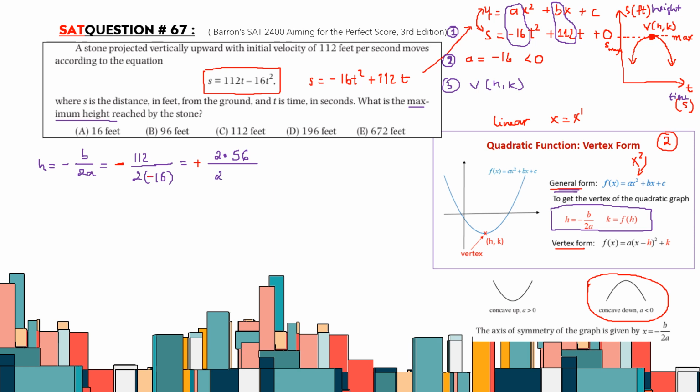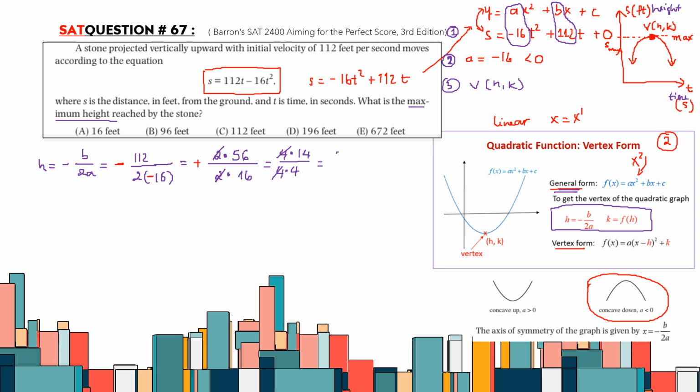Then we have 2 times 16. The 2 cancel out. Now 56 divided by 16, we break it down one more time. 56 we can divide by 4, right? So we have 4 times 14, and 16 divided by 4 is 4. So 4 times 4. We cancel 1 on top, 1 at the bottom.